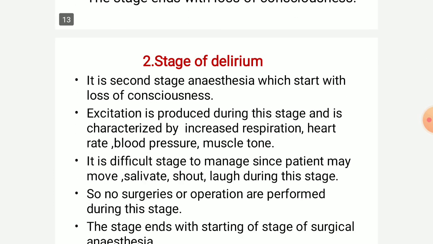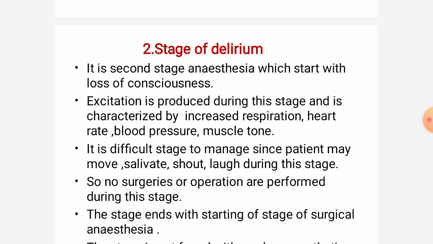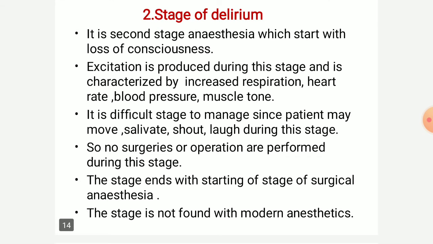The second stage is the stage of delirium. It is the second stage of anesthesia which starts with loss of consciousness. Excitation is produced during this stage. It is characterized by increased respiration, heart rate, blood pressure, and muscle tone. It is a difficult stage to manage since the patient may move, salivate, shout, laugh during this stage. So no surgeries or operations are performed during this stage. This stage ends with the starting of the stage of surgical anesthesia, and the stage is not found with modern anesthetics.